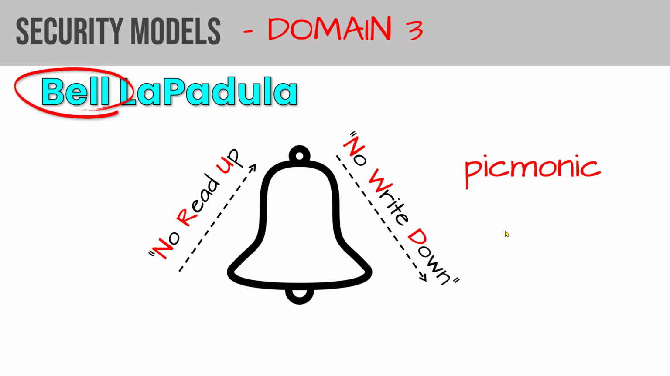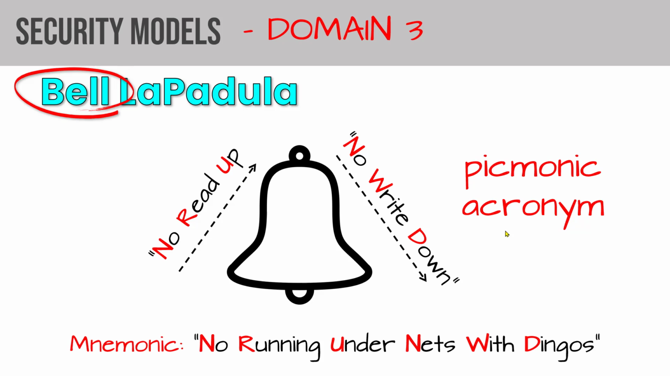Now you'll notice I've highlighted the first letter of each of those words because I'm also going to use a third method, and that's an acronym or a first-letter mnemonic: No Running Under Nets With Dingoes. And I use that because it's unusual. Dingoes is a very unique Australian dog type species.